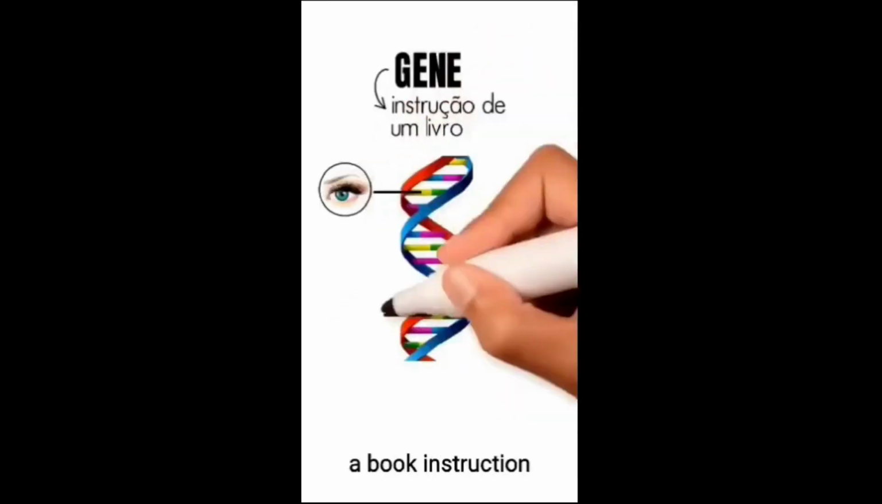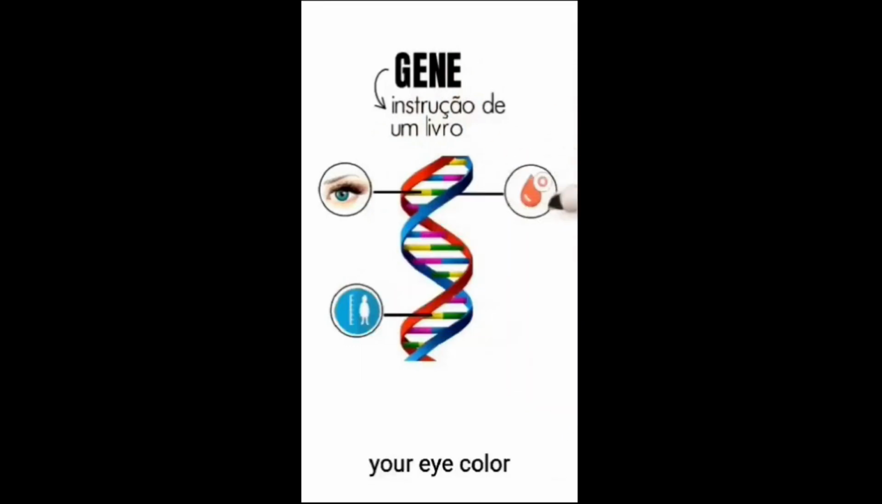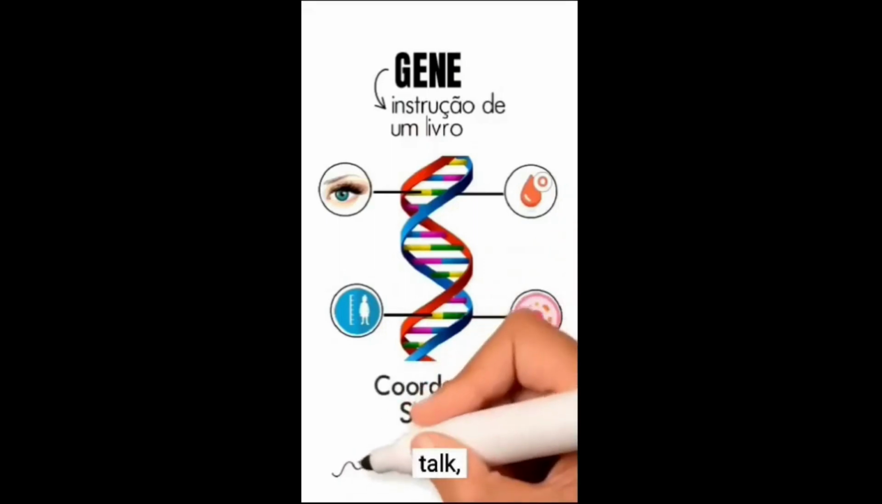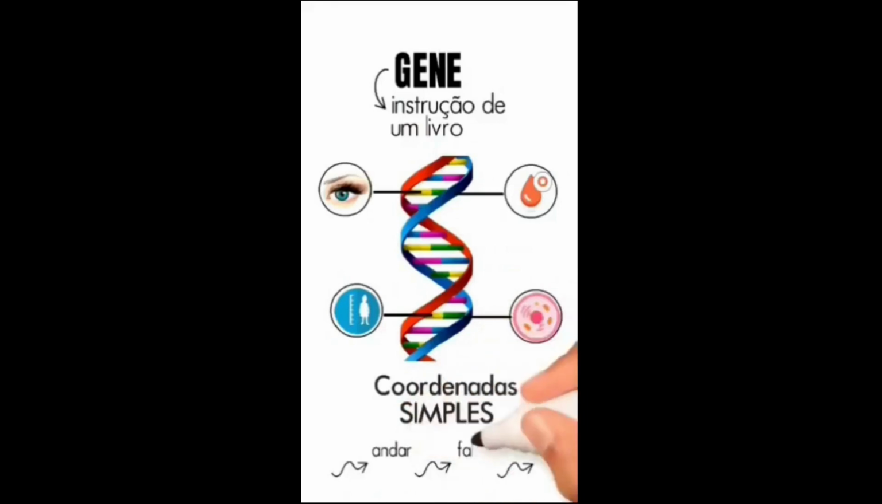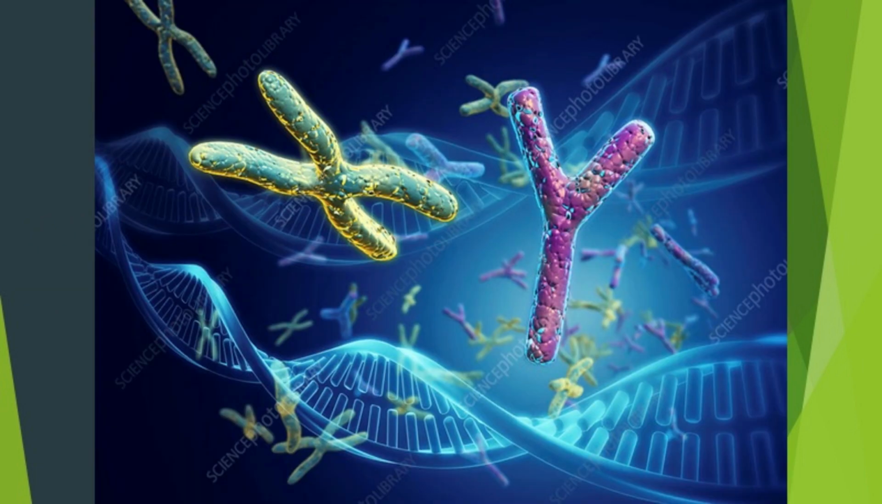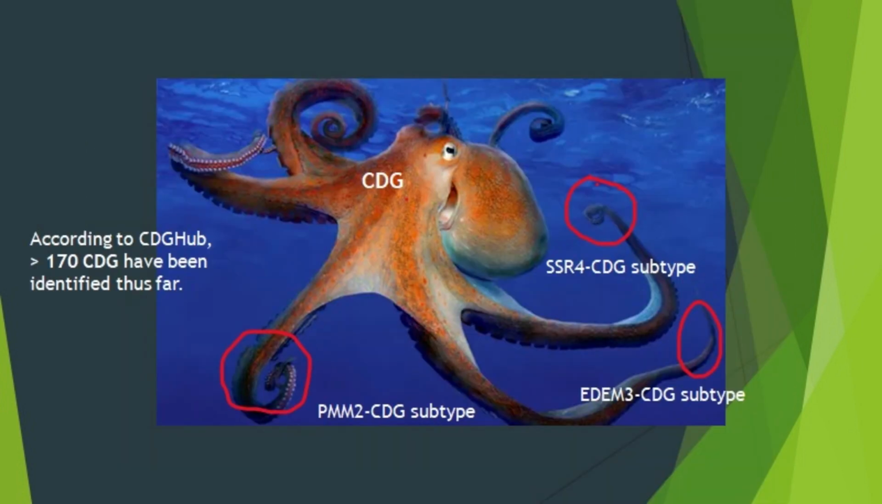Every gene is like a book of instructions. Genes determine your eye color, your height, your blood type, and how your cells work. Genes provide theoretically simple instructions so that you can walk, talk, and perform other activities. CDG are caused by a change in these genes, which is like an instruction written down wrong. Because of that, the body cannot read the encoded message correctly, which leads to health problems. SSR4 CDG is part of the CDG octopus, and it is known as a CDG subtype.